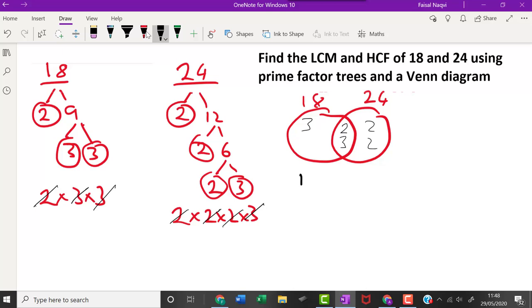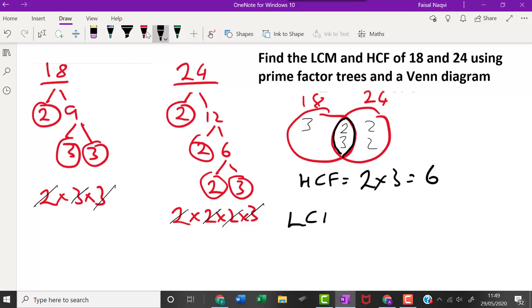To find my highest common factor, that's the biggest number that both 18 and 24 can be divided by, I multiply this middle section. So that's 2 times 3, which is 6. So my highest common factor, the biggest number that both 18 and 24 can be divided by, is 6.